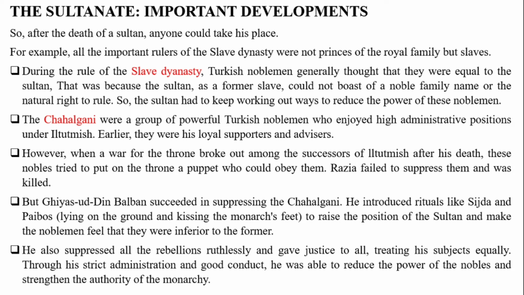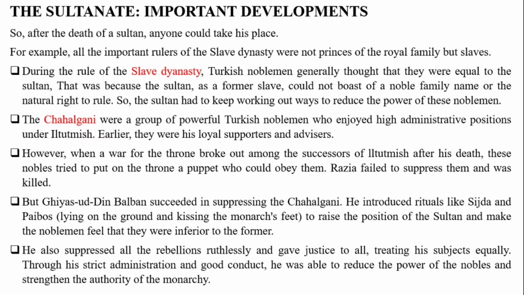Next, we are going to see the most important developments of the Sultanate period. After the death of the Sultan, anyone could take his place. The first dynasty was the Slave dynasty, and the rulers who ruled it were formerly slaves, so the Sultans had to keep working out ways to reduce the power of the noblemen.